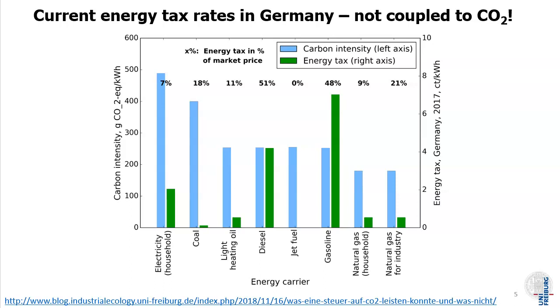We have a huge energy tax on gasoline, which is traditionally the case because we use this gasoline tax revenue to finance the road system. And also the demand for gasoline is very inelastic, so we can tax it a lot and people will still continue driving their cars. On the other hand, coal, which is a very polluting and climate unfriendly energy carrier, has almost no energy tax in relative terms.